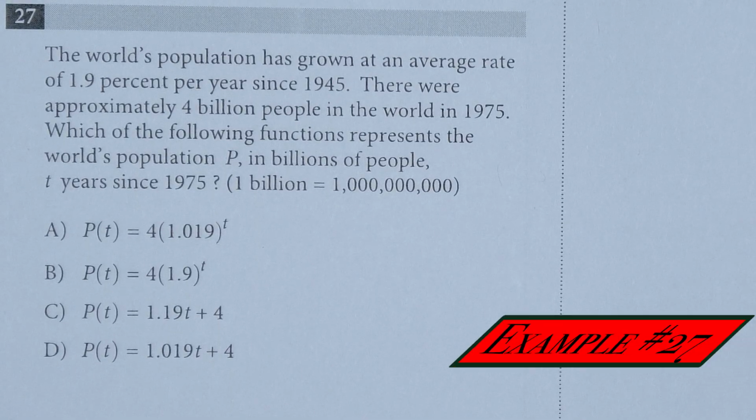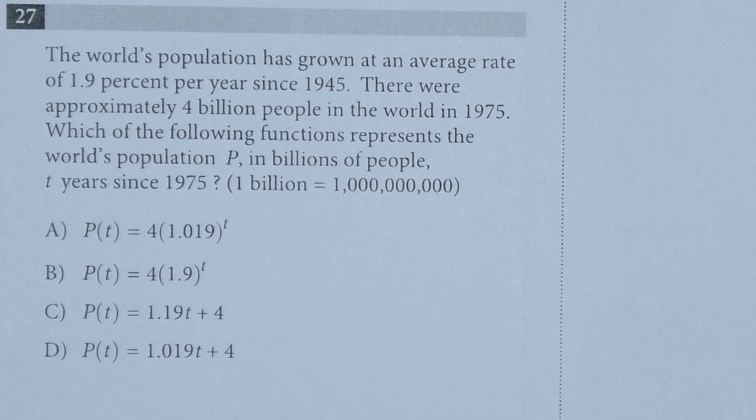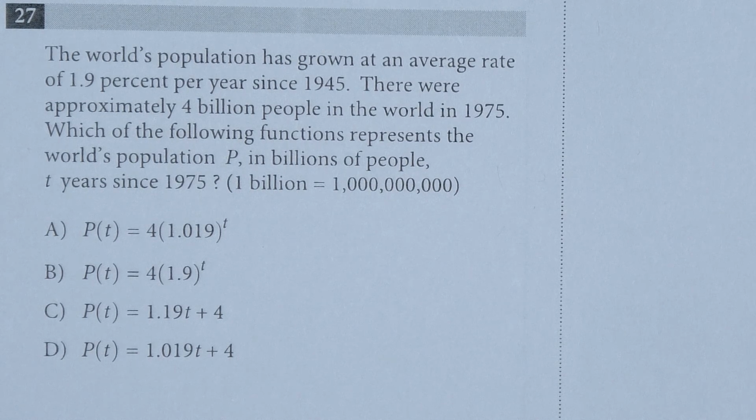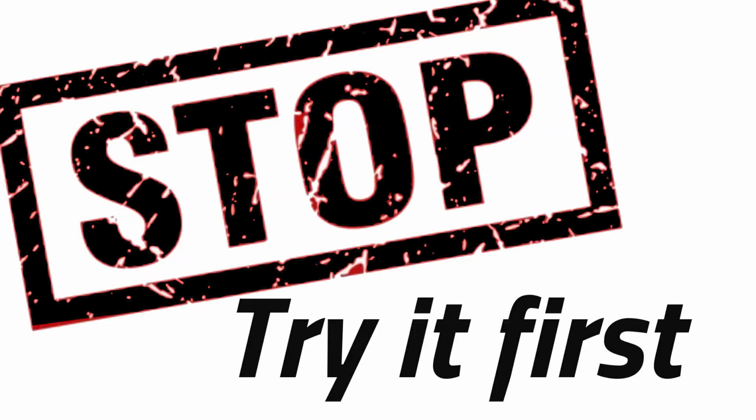The world's population has grown at an average rate of 1.9% per year since 1945. There were approximately 4 billion people in the world in 1975. Which of the following functions represents the world's population p in billions of people t years since 1975?